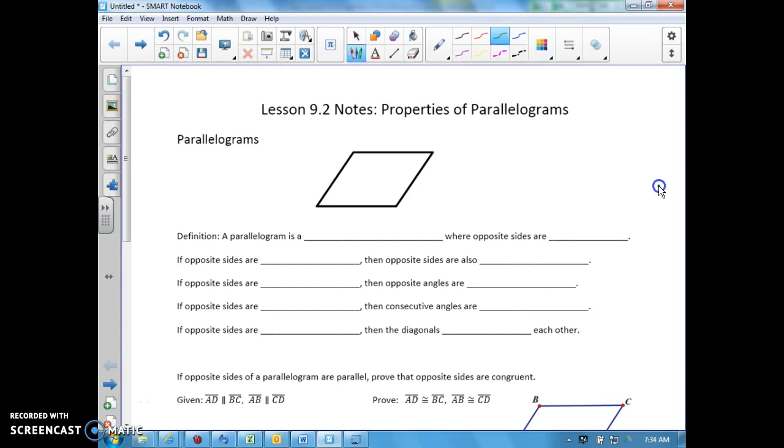A parallelogram is a quadrilateral where the opposite sides are parallel. If the opposite sides are parallel, so if that side's parallel to that side, and that side is parallel to that side, then the opposite angles are also congruent. So that would mean that my opposite sides would be congruent. If the opposite sides are parallel, then the opposite angles are also congruent.